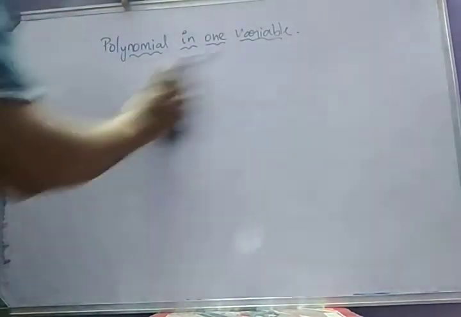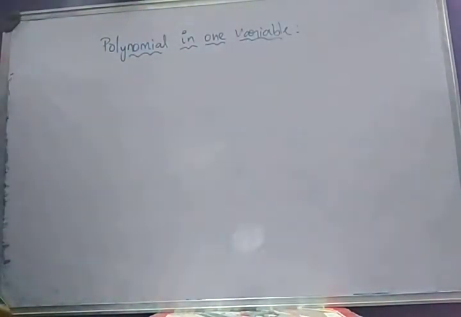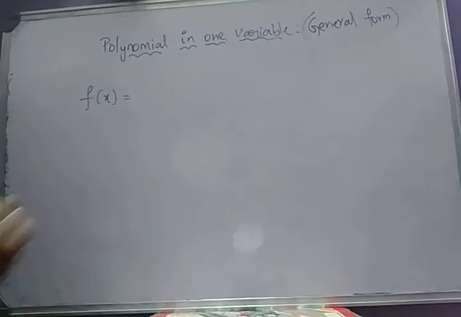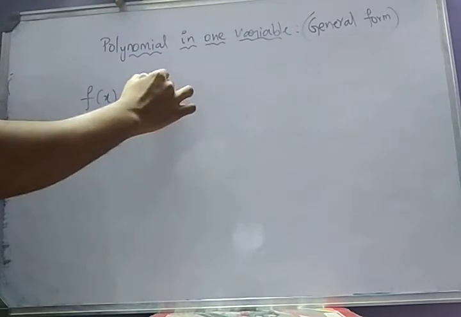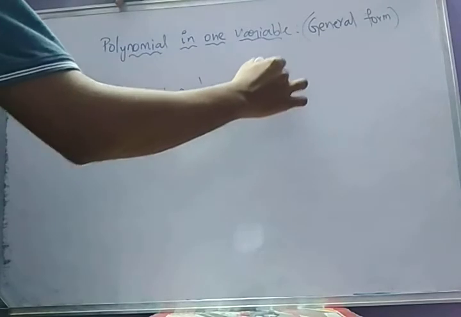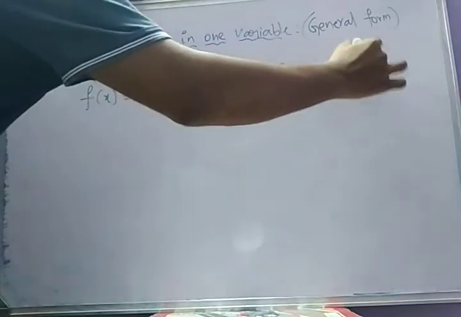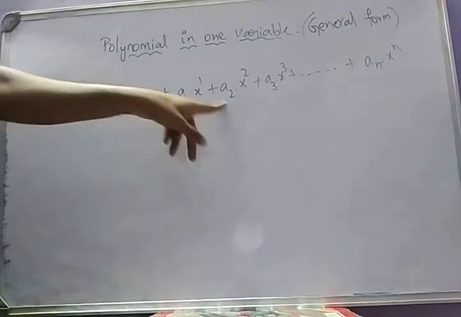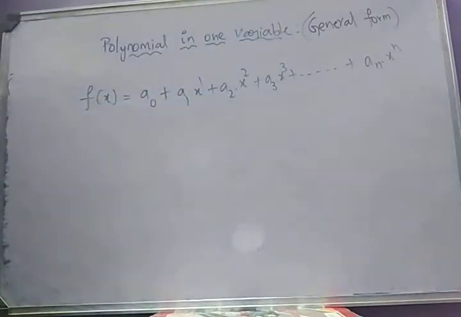Now what is a polynomial in one variable? Particularly the general form of polynomial in one variable, call it the standard form. So if you take a function f of x, which is equal to a0 plus a1 into x power 1 plus a2 into x square plus a3 into x cube plus and so on plus an into x power n. So this is the general form of a polynomial f of x. Here you might be asking, sir, what are a0, a1, a2, a3 and so on. Yes, we will discuss about that also.